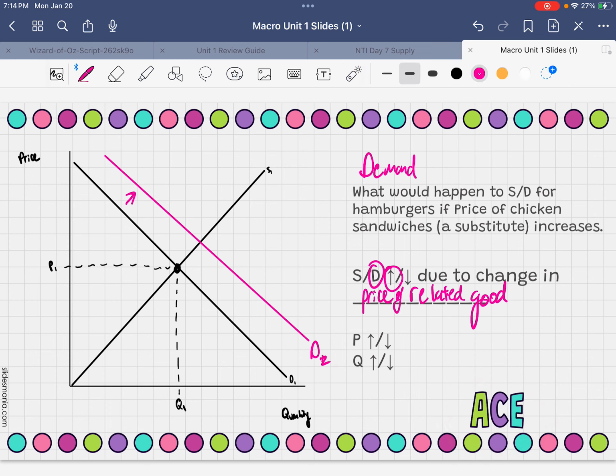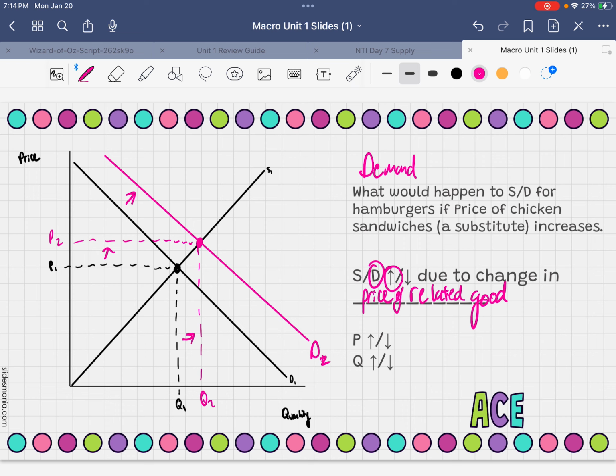Okay, so I'm going to find my new equilibrium. Put my polka dot there. If this one doesn't exist, I've got to find the X. There it is. From there, I'm going to go over. That is my new price, call it P2. Go down. That is my new quantity, call it Q2, with an arrow pointing to the new ones.